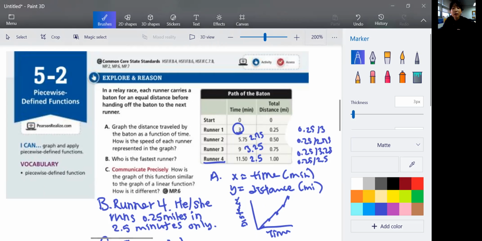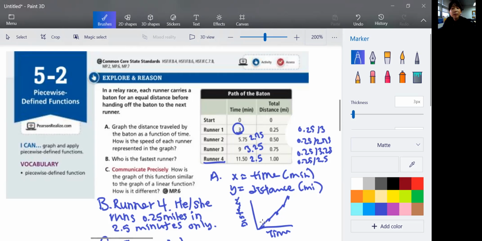Okay, part C. How is the graph of this function similar to the graph of a linear function? Okay, so it kind of looks like a straight line. It's close to a line. They're lines, but they're not going to be one straight line, right?